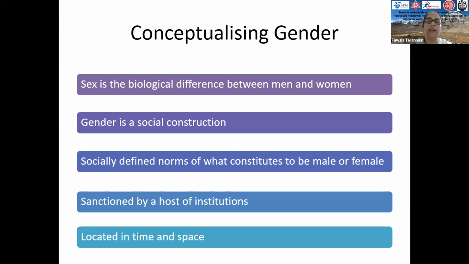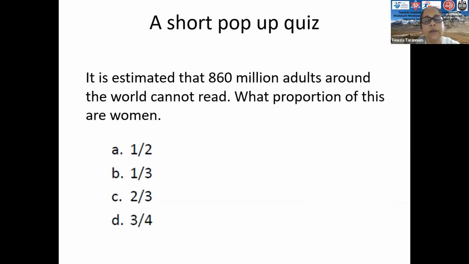So these are social norms which are sanctioned by a host of institutions. Here the institutions, the roots that are there, the society that makes those rules for us, and it's also located in time and space. It's not like it would be the same everywhere. So there could be a lot of difference in this as well.